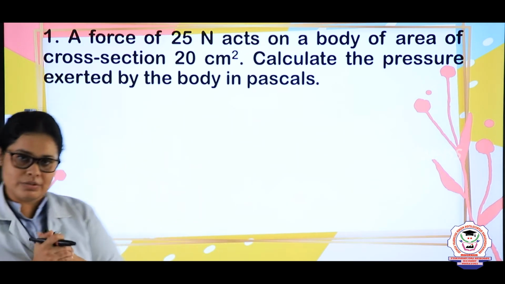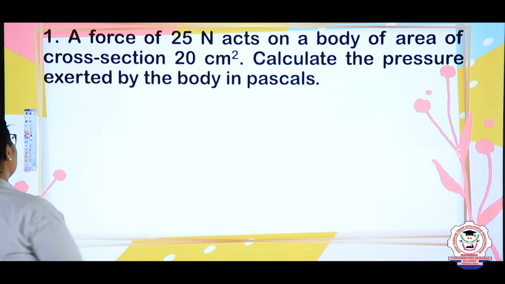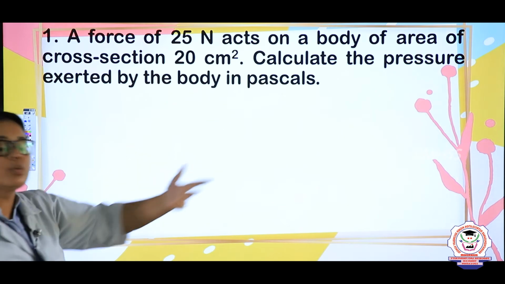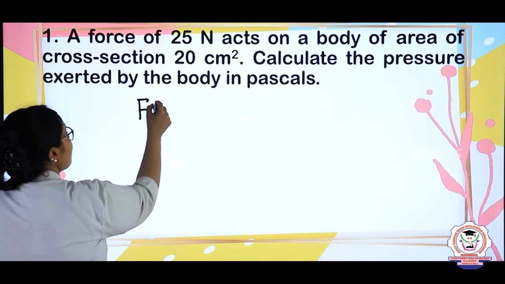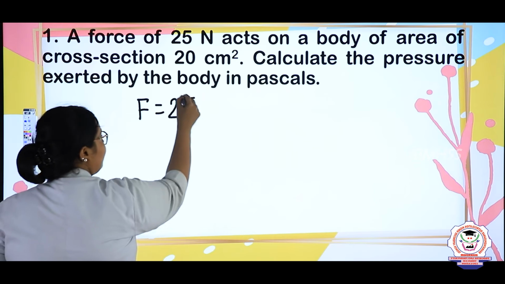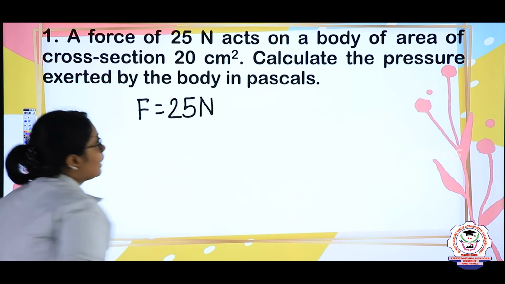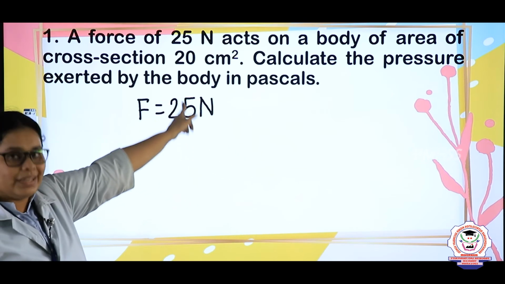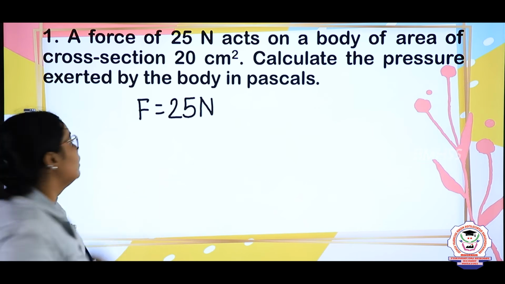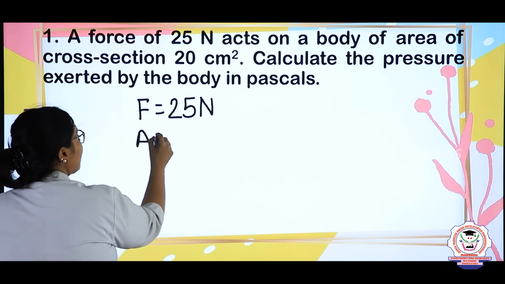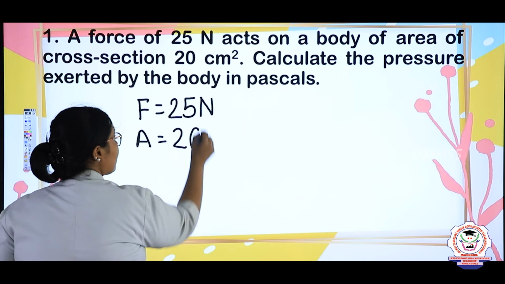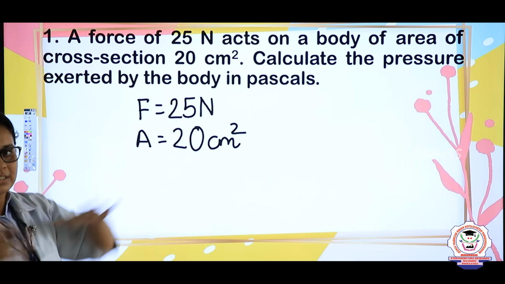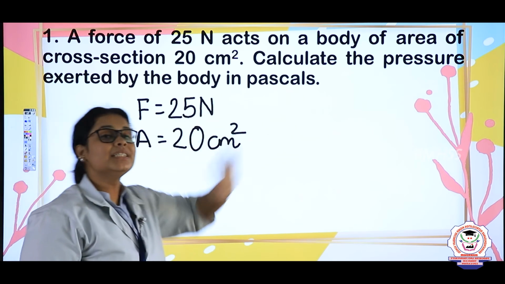Now let's see here how to solve the problem in pressure and force, because now we have talked about moment of force, right. Now let's see what the problem is. So in this problem they are giving a force of 25 Newton. So what is the force, children? Force is equal to 25 Newton, which acts on a body of area of cross section 20 centimeter square. So area is 20 centimeter square, and we need to find the pressure in pascals.